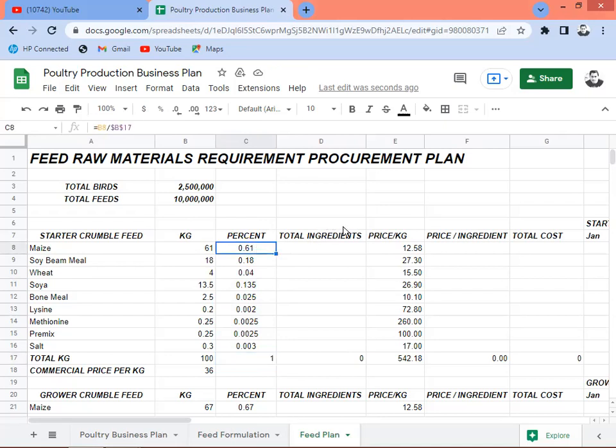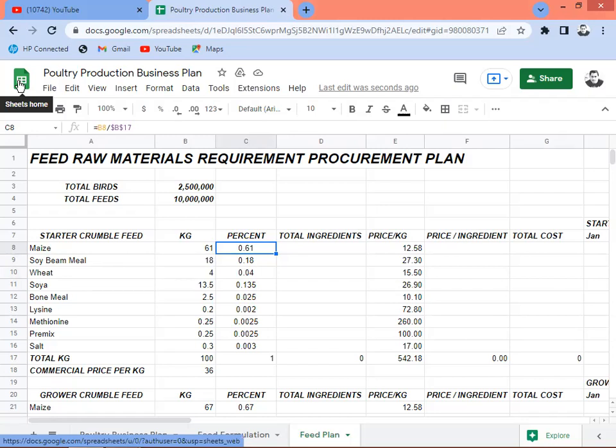For the maize, we are going to include 61% in our formulation, 18% for soybean meal, 4% for the wheat, soya, bone meal, lysine, and so on. The most important thing in the ingredients is that we're getting the nutrients, the vitamins and minerals. The cereal grain is very important for our broiler chicken feeds.